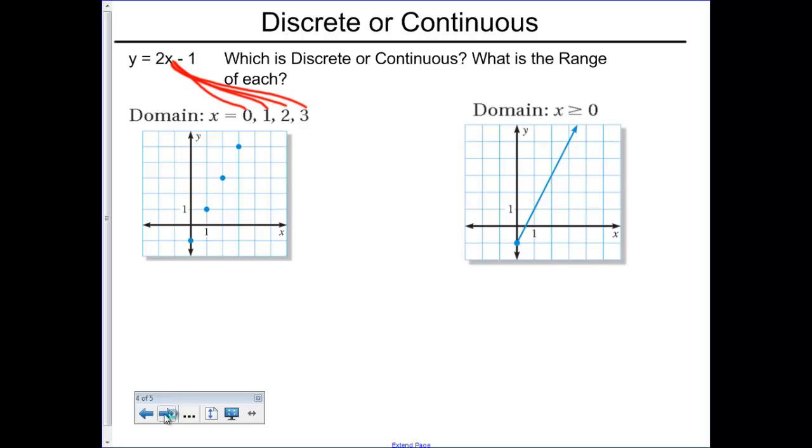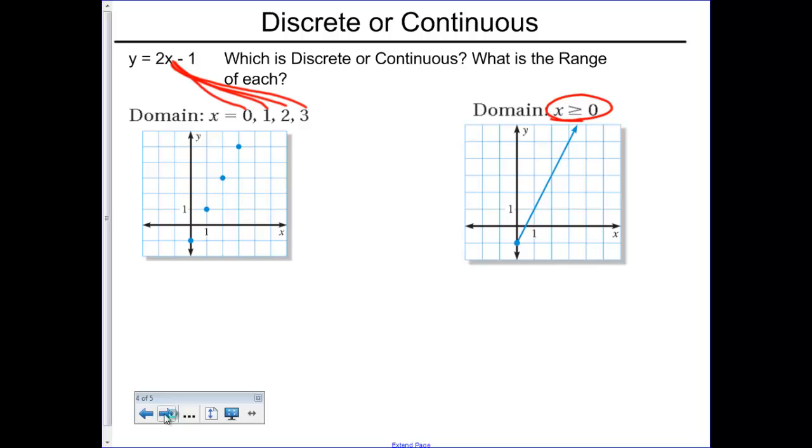On the right hand side, they're telling us to use all x's greater than or equal to 0 as our domain. So we have a starting point like we did on the other one, but we're including all possible values for x in between, so not just 1 or 2 or 3, but 0.1, 0.2, 0.3, and anything in between, which makes it infinite, which is what creates that straight line or solid unbroken line.